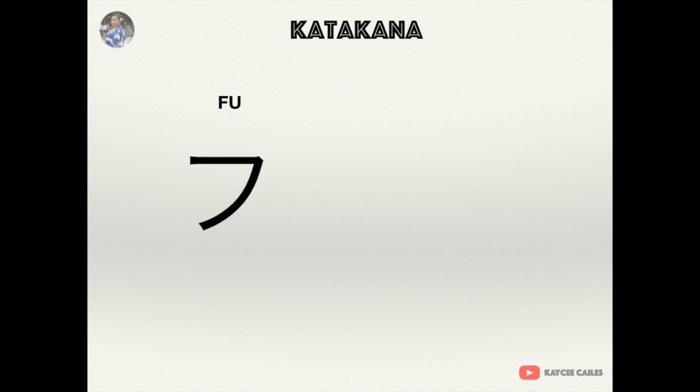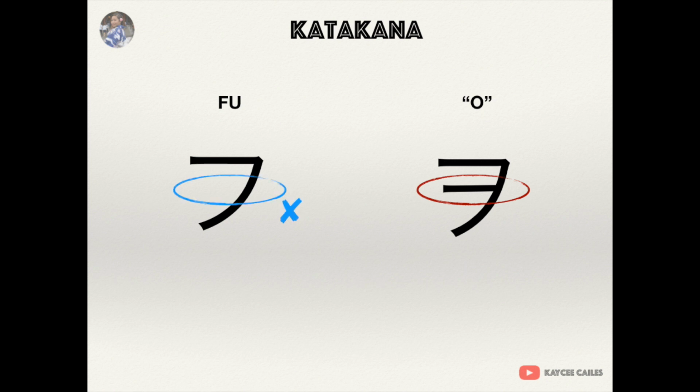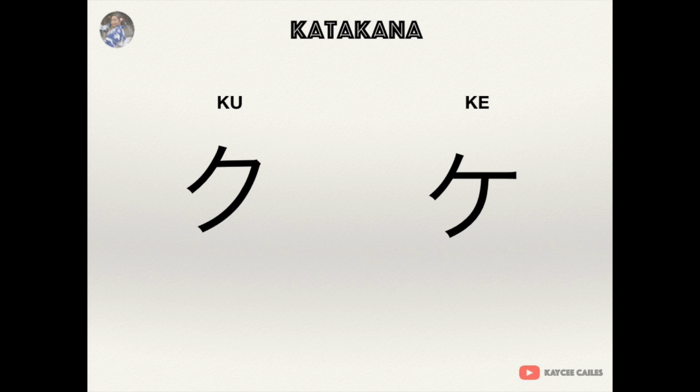Next, we have fu and o. We do not have mnemonics on these two characters, but we will see the difference between them. This portion on o, if you can see, was omitted in fu. Try not to get confused on this as well. Lastly, we have ku and ke. We also do not have our mnemonics for ku. However, if you just remember our mnemonics for ke, which looks like a letter K, I guess you can differentiate one from the other.